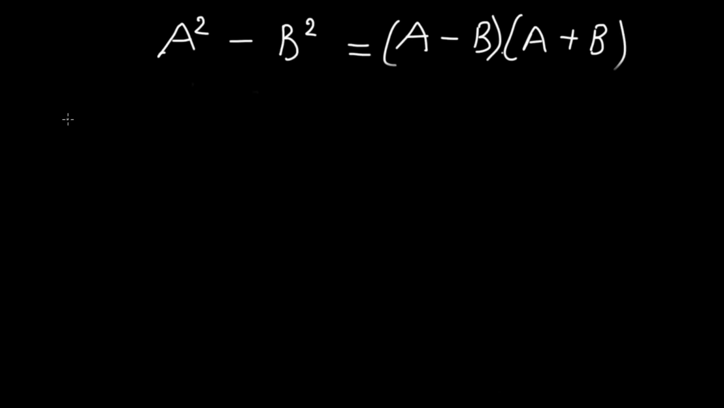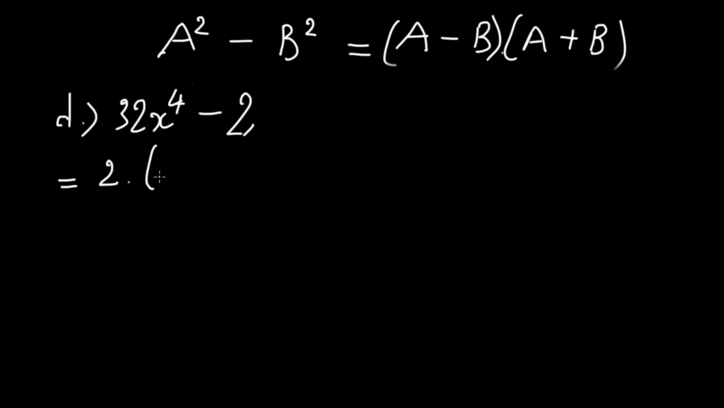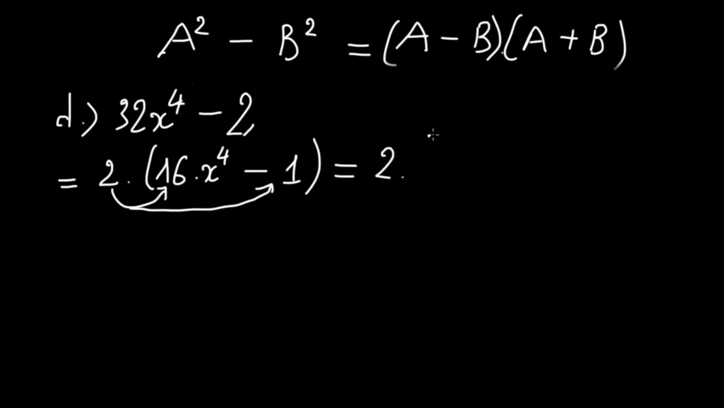Now let's look at the last problem here. D, 32x to the fourth minus 2. Before doing anything, we can put 2 outside since 2 is a common factor. 32 divided by 2, you get 16. x to the fourth minus 1. You see 2 times 16, you get 32 right here. 2 times negative 1, you get negative 2. Then you can rewrite it. 16, you can put it as 4 squared, right? And then x to the fourth minus 1 squared.